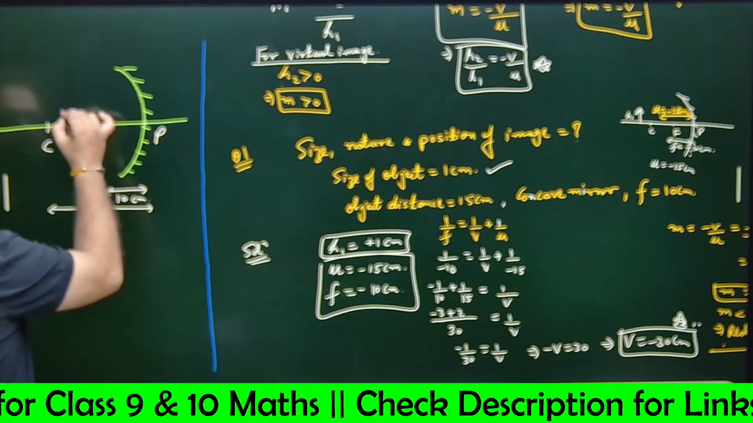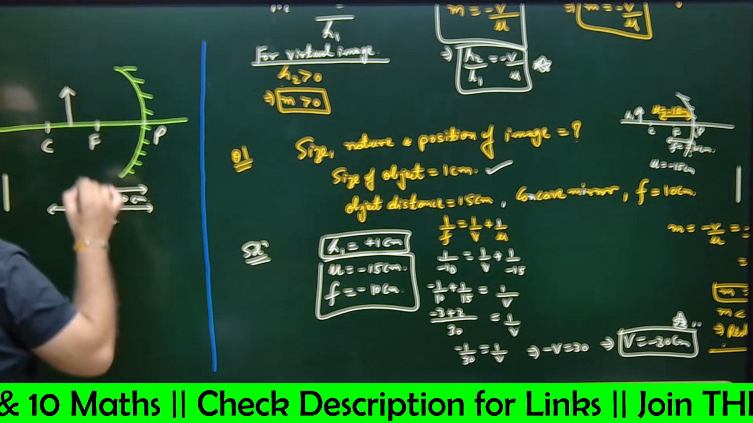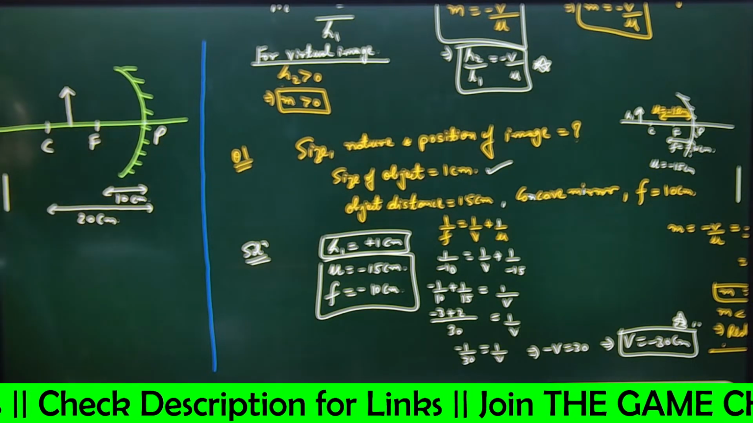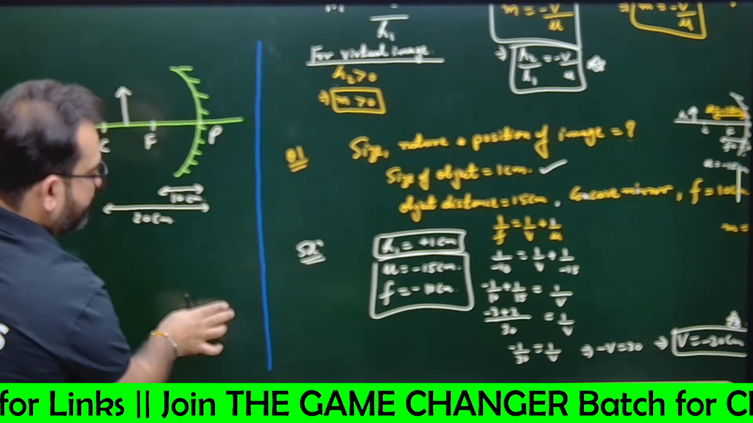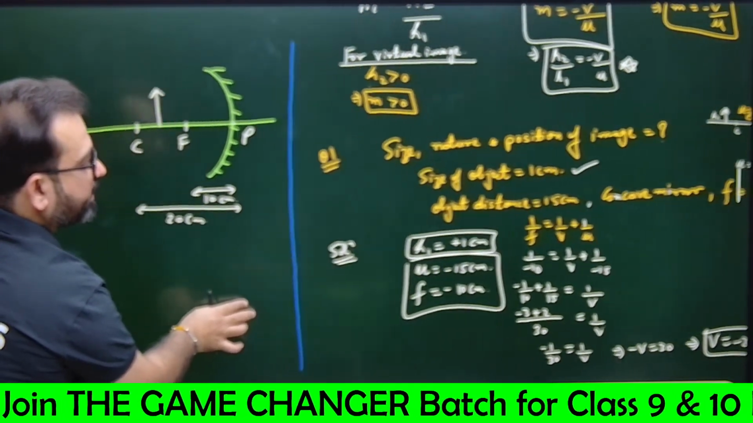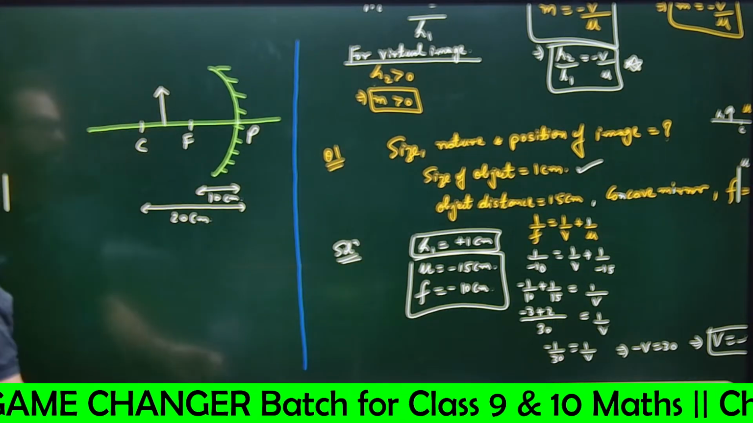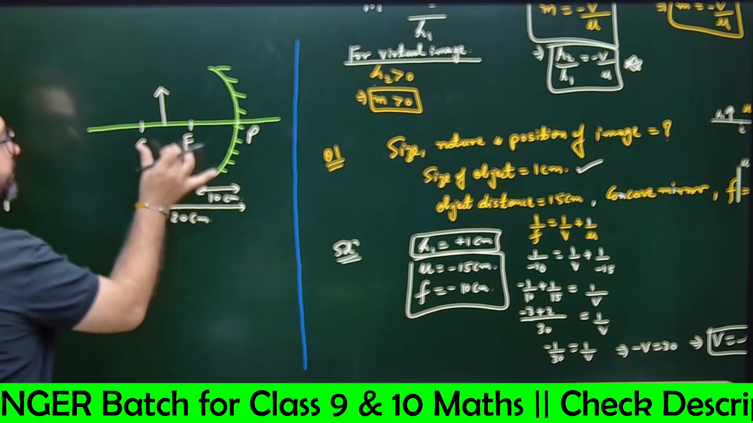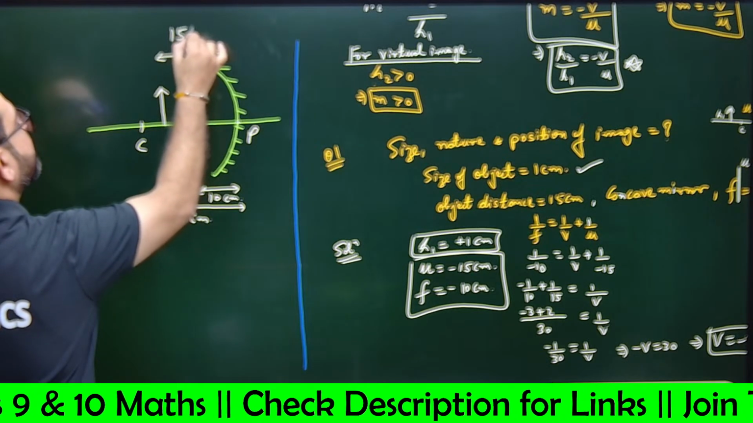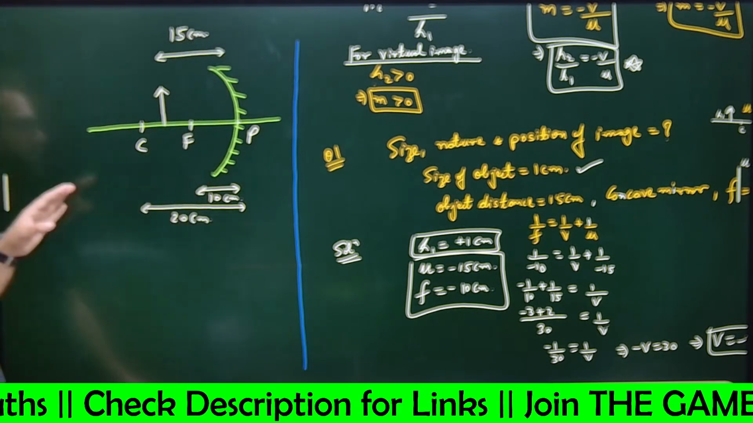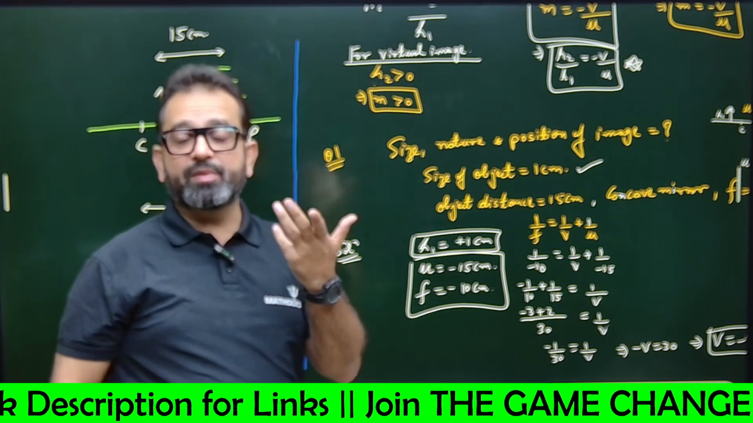Object is in between of this. Yes or no? This is the case. Why is this the case? Tell me. Because object distance is 15. This is 10, this is 20. 15 will be in between of this. This distance is given as 15 centimeter. You tell me the object is between C and F. Image will be formed beyond C.